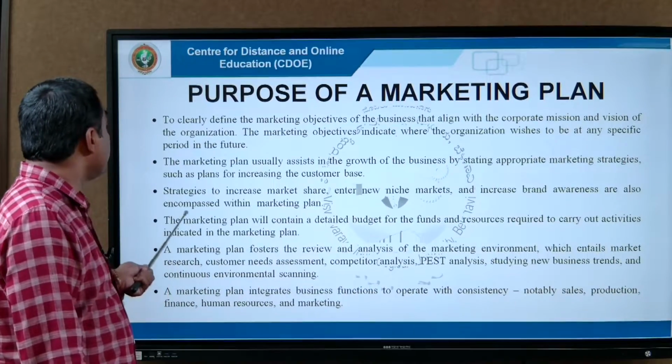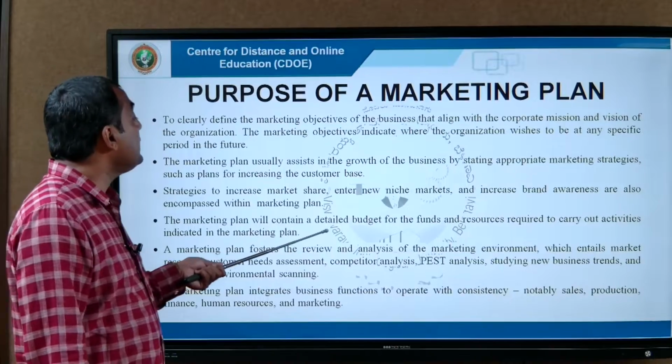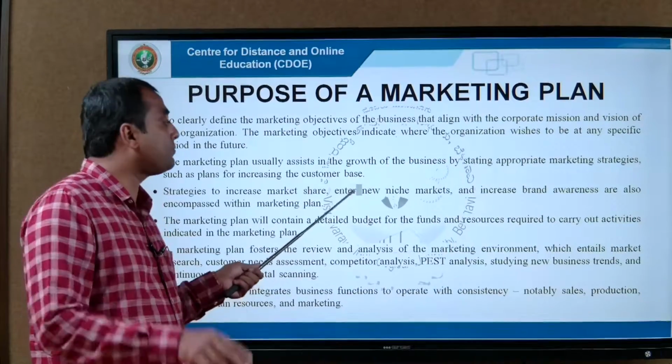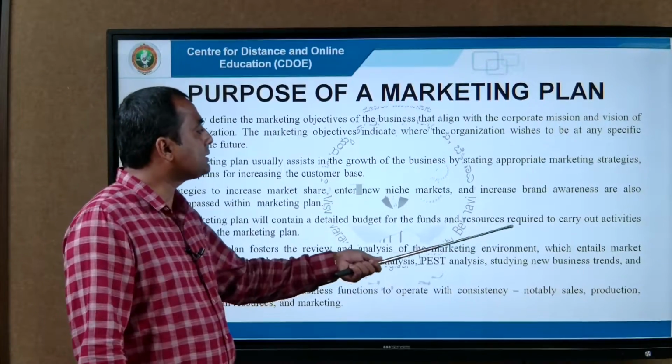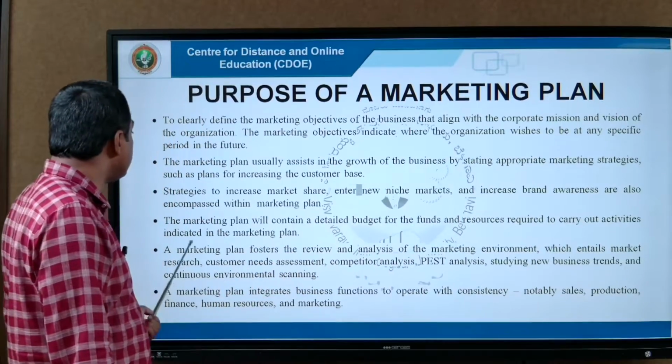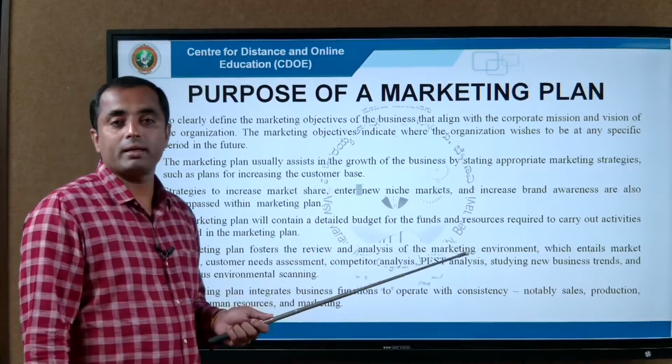Then the marketing plan will contain a detailed budget for the funds and resources required to carry out the activities indicated in the marketing plan.